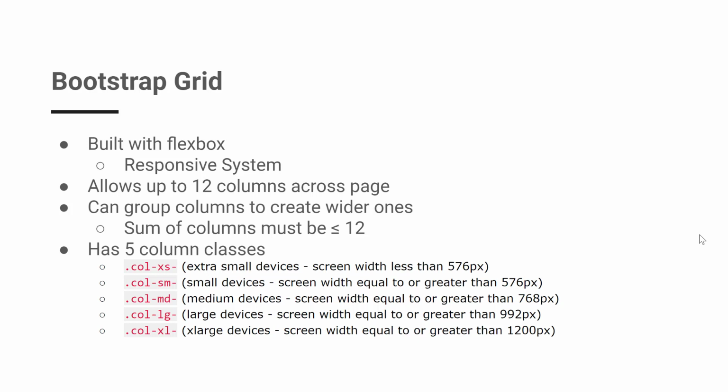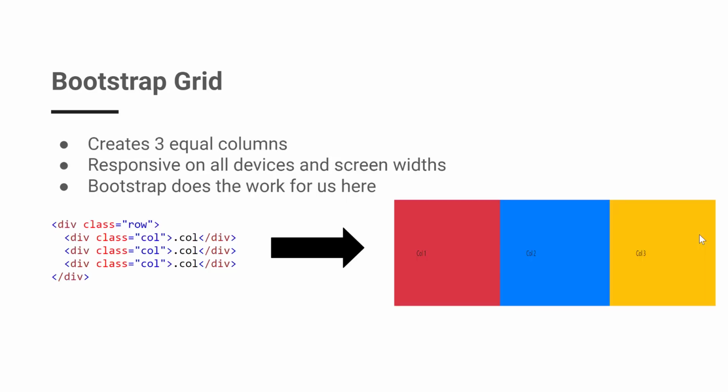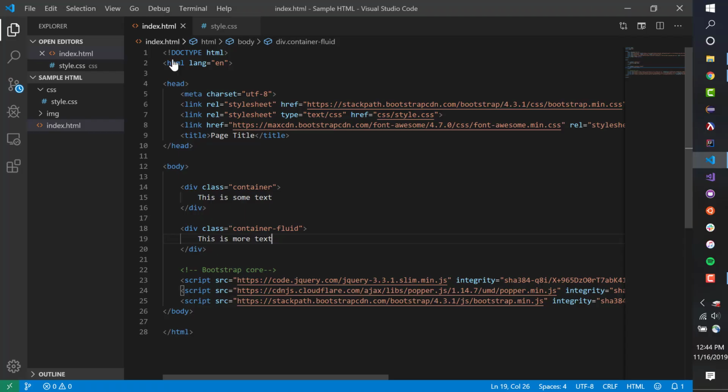There's actually 5 different column classes we can use. Column, which is col, hyphen, and you can specify the size you want. So we have extra small for small devices, typically used for mobile. We have small, used for small laptops, medium being laptops, large being desktops, and then extra large. Here we see this in action. You can create 3 equal columns, and it's responsive on all devices. And again, Bootstrap is doing a lot of the work for us here. We can see this in action.